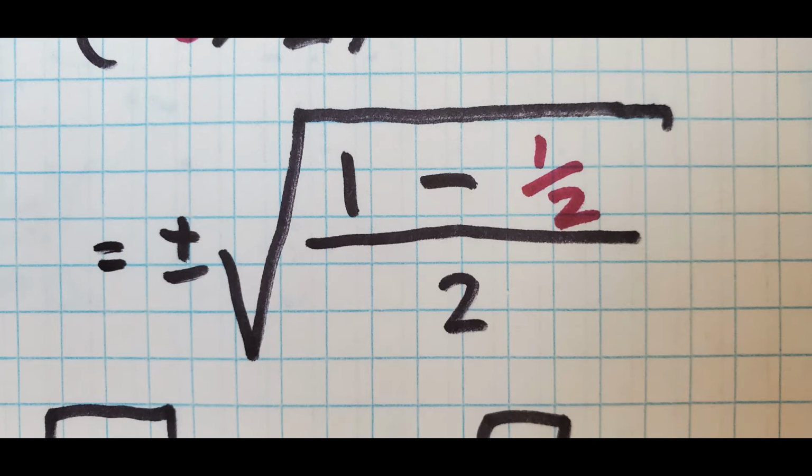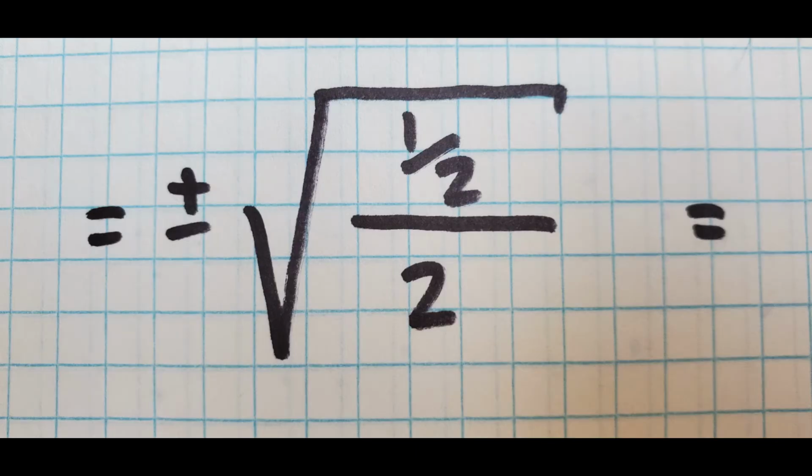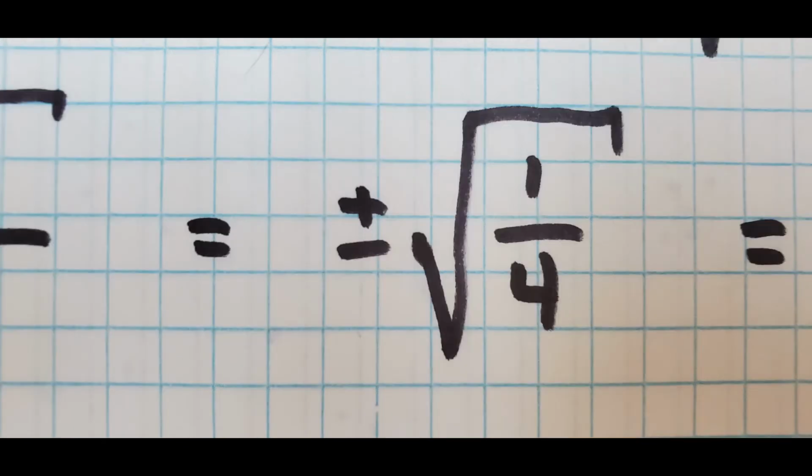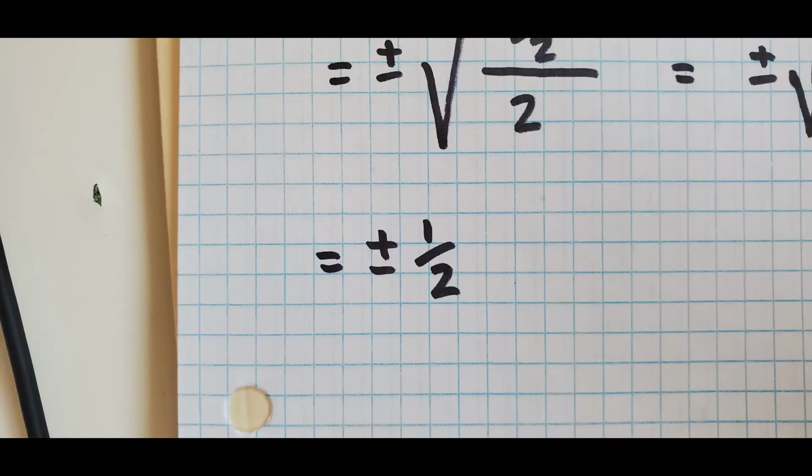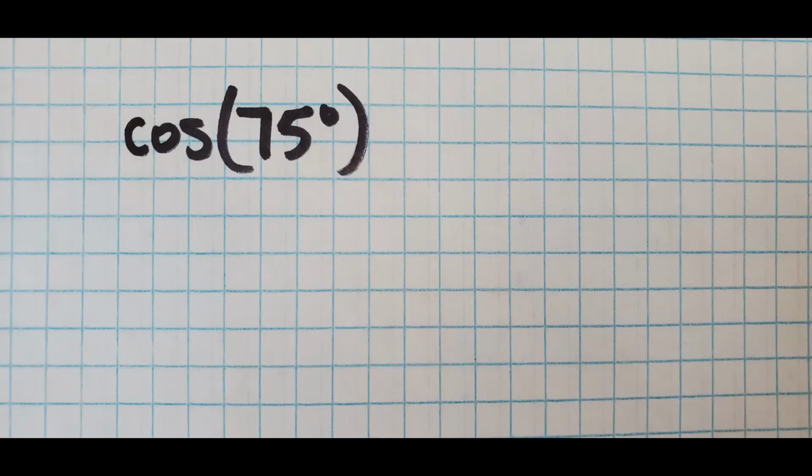So 1 minus a half is a positive half divided by 2. If you cut a half a pizza in half, you're going to end up with quarters of a pizza, 2 quarters. And then square root at the top, square root at the bottom. Square root of 1 is 1, square root of 4 is a 2. And so you end up with plus or minus 1/2. And that's our answer. Okay.